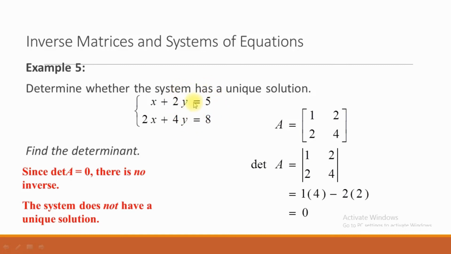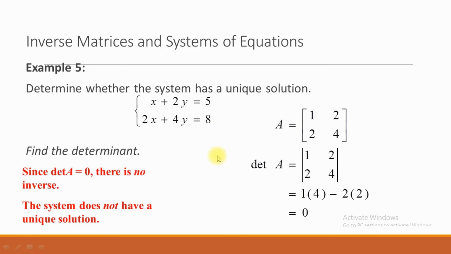So in the matrix form we obtain the coefficient matrix which contains the elements 1, 2 and 2, 4. In the first equation we have the coefficients 1 and 2, and in the second equation we obtain the coefficients 2 and 4. First of all find the determinant of the matrix. Multiplying these two entries and then multiplying these two, 4 times 1 and 2 times 2. This determinant is equal to 0.